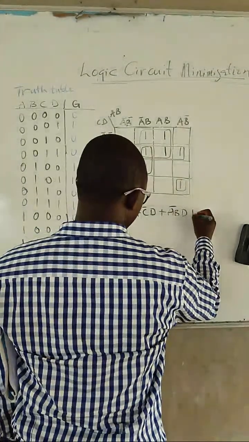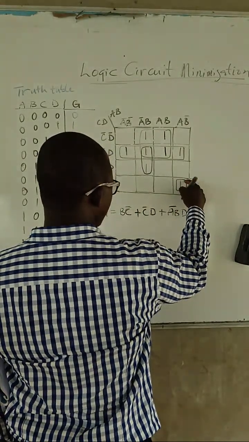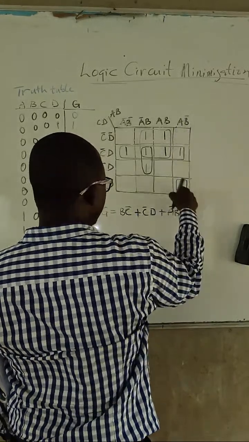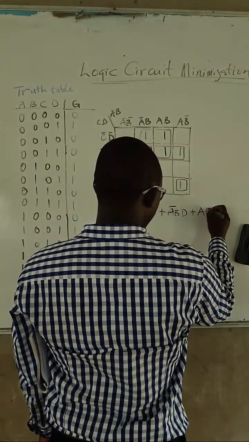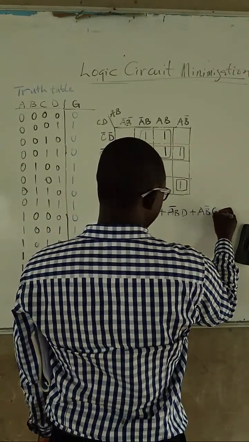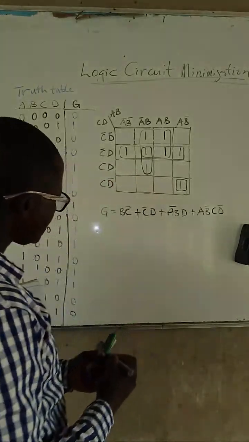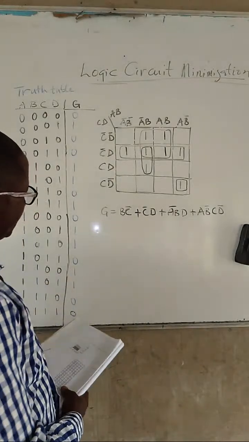The last one, that particular one, is going to be mapped out on its own and the answer written out for it alone. We have A, B bar remain constant, C, D bar remain constant. A, B bar, C, D bar. So that is what we have. That is the simplified expression from the Karnaugh map.